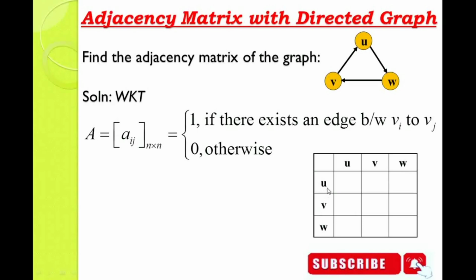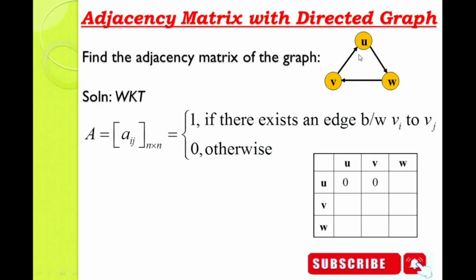UVW. Okay, first one. You take first vertex U, second vertex also U. How many edges connected from U to U? There is no edge between U and U. So the value is 0. Okay, coming to the second one. U to V. U to V means we start from U, the ending point is V. There is no edge from U to V. Here one edge is there. This edge is called a directed edge, and it starts from V to W. Okay, V to W, not U to V. So here also the value is 0.